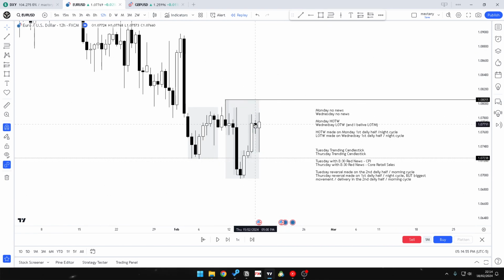Then on Friday we have that range, the reversal candlestick, and price made also the low of the day and high of the day on the second daily half, so on the morning cycle, where price traded lower into this high, which was the Wednesday high, acting as an immediate rebalance inside of the inversion fair value gap, and price expanded on the upside.